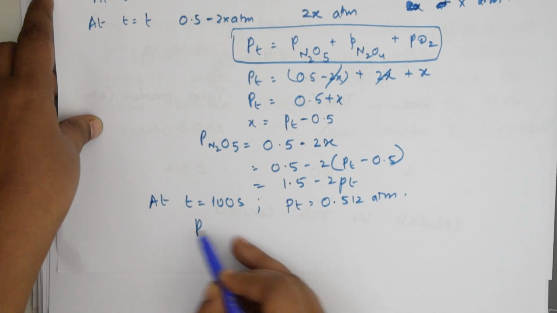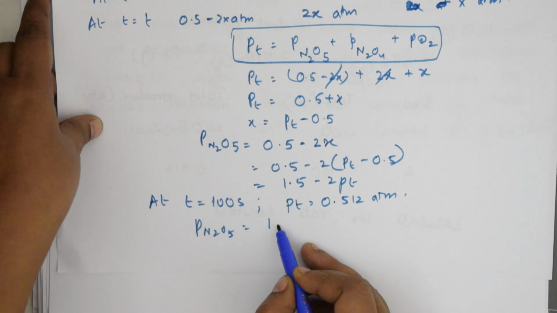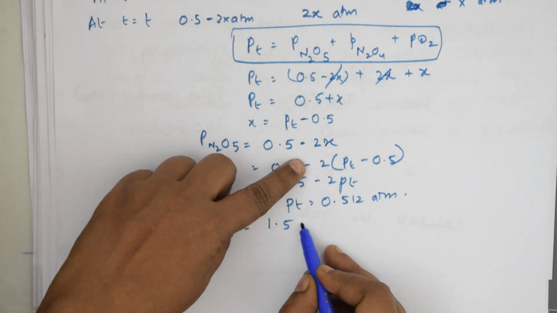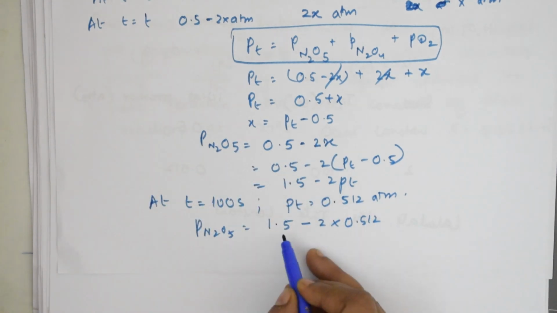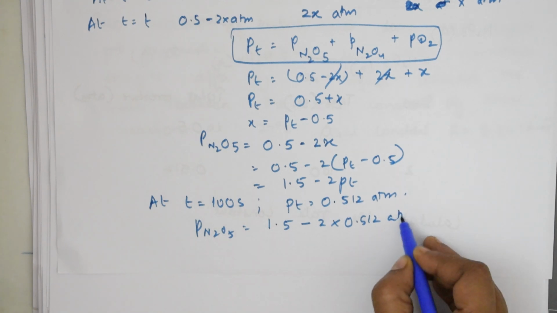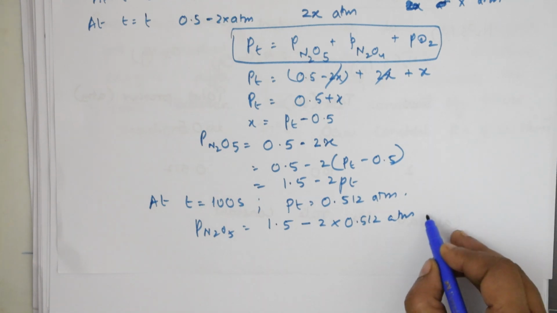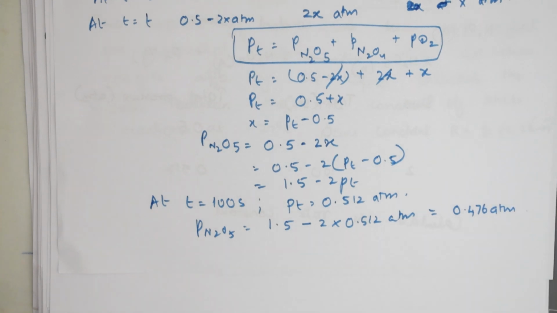Let us substitute that. P into 5 is equal to 1.5. I am substituting in this formula, minus 2 into x value. How much is it? 0.1512, this is what we have got. Yes, 0.512 atmospheres. Now solve this. When I solve this, I get an answer of 0.476 atm.